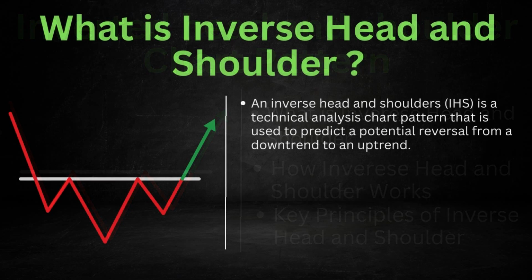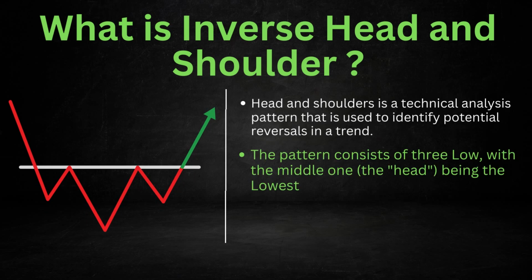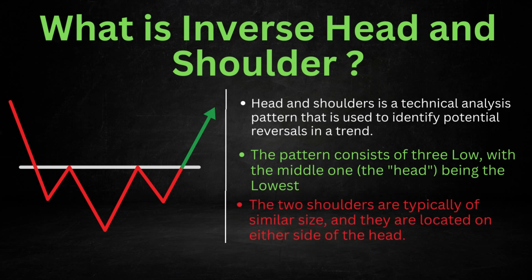So what is an inverse head and shoulder chart pattern? It's basically a technical analysis chart pattern which we use to predict a potential reversal from downtrend to uptrend. In the head and shoulder chart pattern, you saw 3 highs or 3 peaks. In this pattern you're going to see 3 lows instead of 3 highs, as the name itself says, inverse. And the middle low is known as the head.